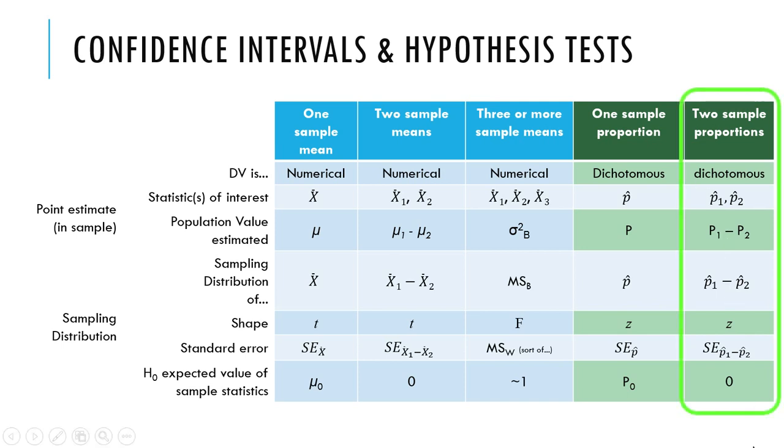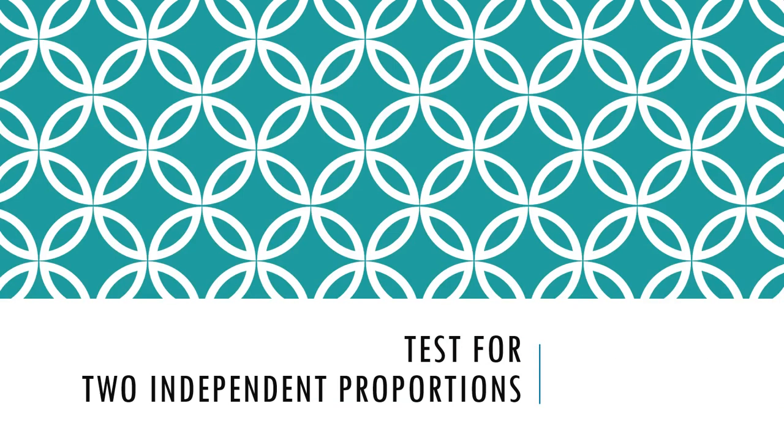Now we're going to do two sample proportions, where the statistics of interest, we actually have two. We have a proportion from one sample and a proportion from another sample, still dichotomous data. The population value we're estimating is the difference between two population proportions, and we're going to estimate that by using the difference between our sample proportions as our best estimate. And we're going to imagine the sampling distribution of all differences between sample proportions, which will be Z-shaped, not T-shaped anymore. The proportion thing, we're always doing Z. And there's a formula to calculate the standard error of the distribution of differences between proportions. And just like with a two-sample t-test, the null hypothesis says that the difference between the two proportions is zero. In other words, that the proportions are the same in the population, no matter what we actually see in our sample. So let's dive into this test.